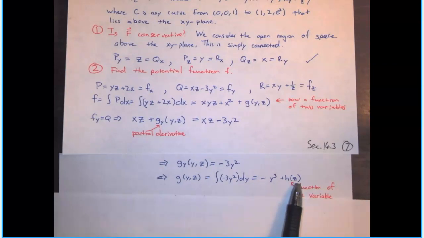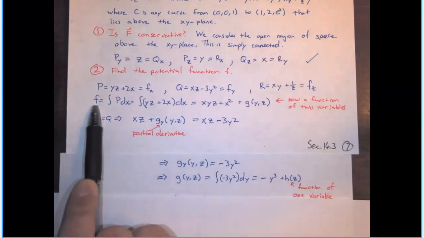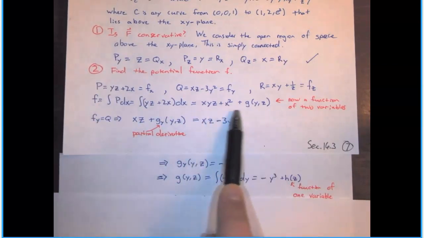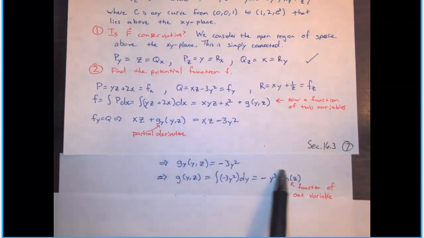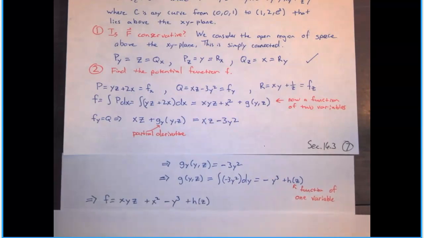I need to go back to my potential function f and say, okay, now I have a better representation of f, better than this, because I can replace g of yz with negative y cubed plus h of z, and that's exactly what I do. So now this is my potential function, the terms that I had before, xyz plus x squared, and now I have minus y cubed plus some function of z.